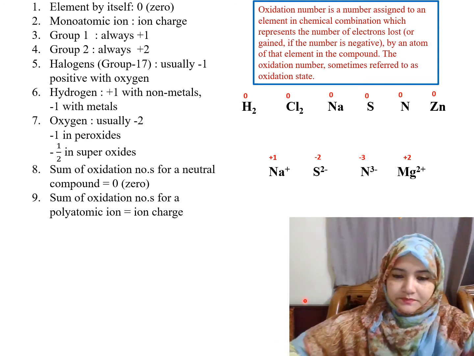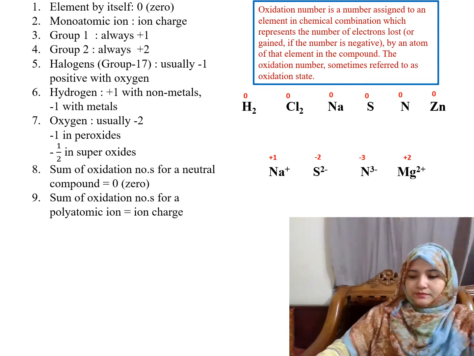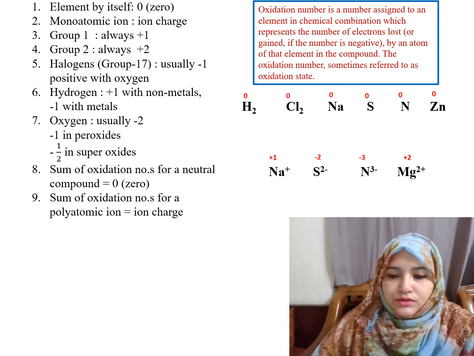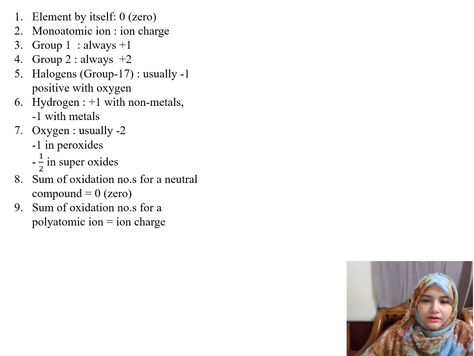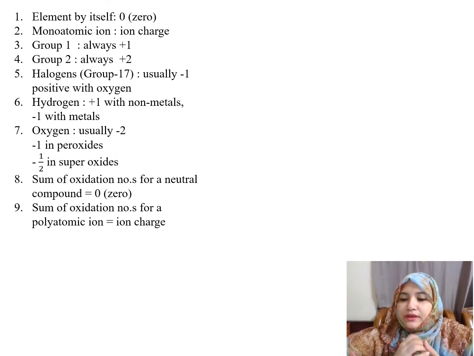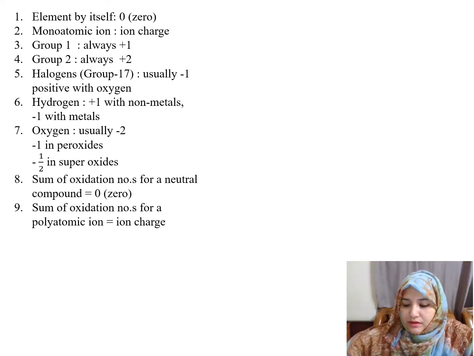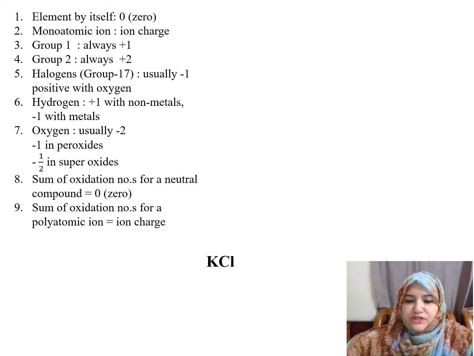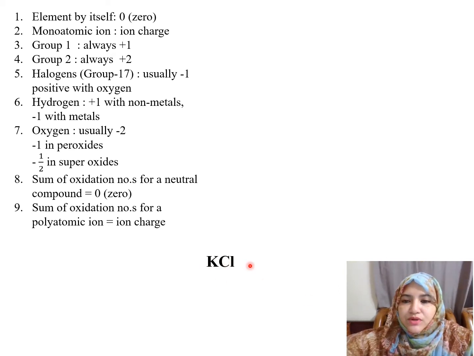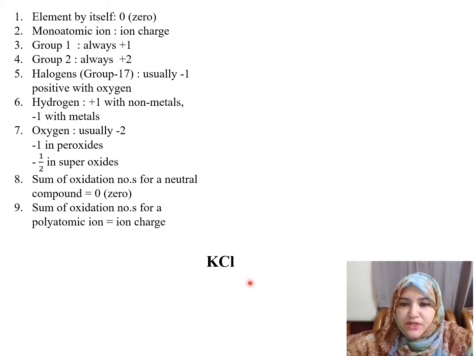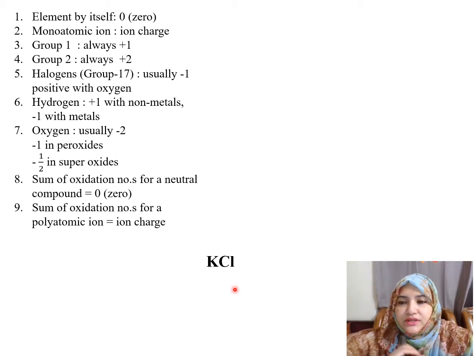Now let's go to the next rules, and we will explain these rules using some examples. Our first example is potassium chloride. This potassium chloride is an ionic salt, and we want to figure out the oxidation numbers of the elements in the compound. Here potassium and chlorine are present, and let's take a look at our rules.